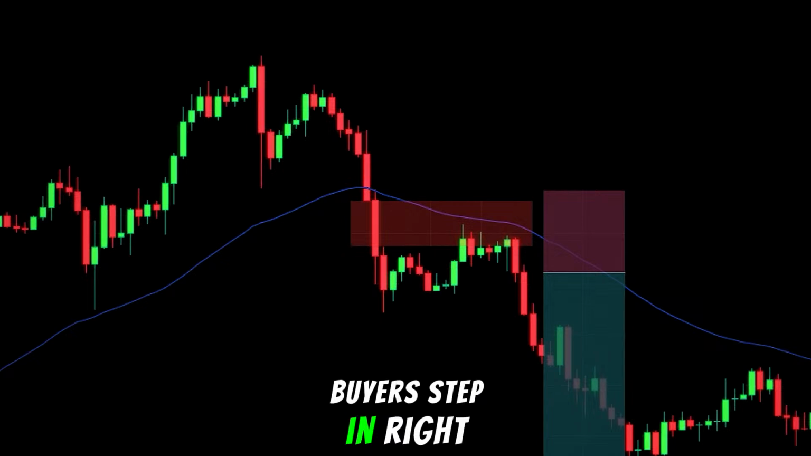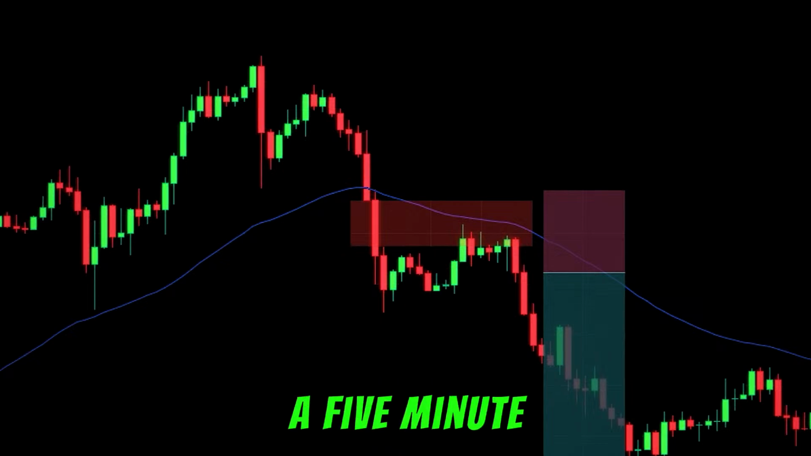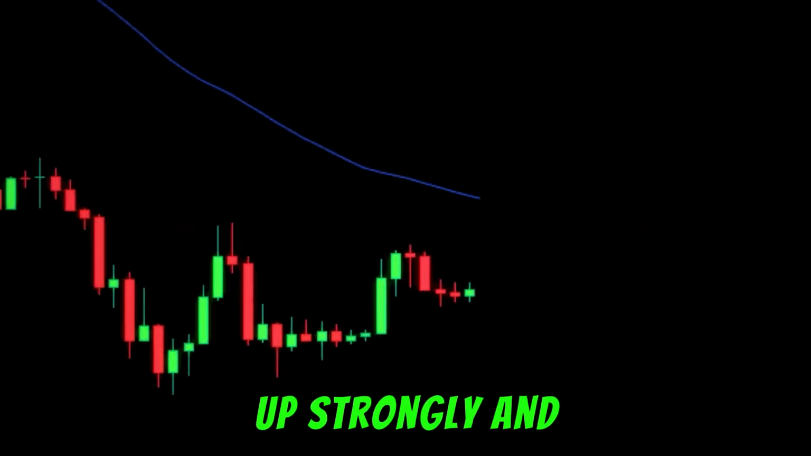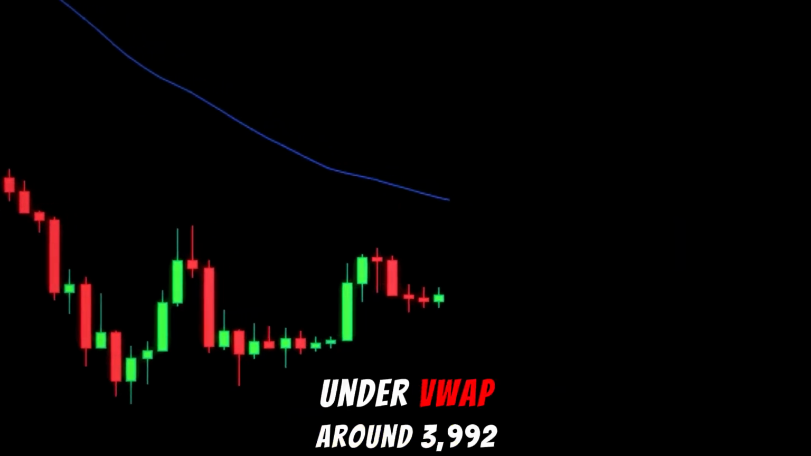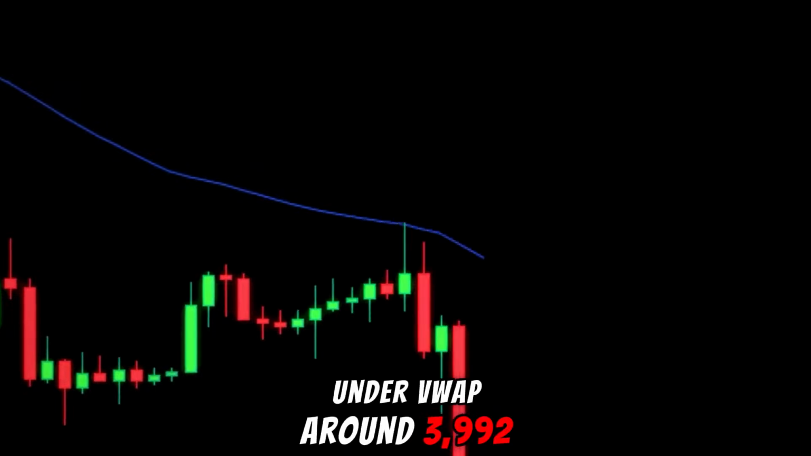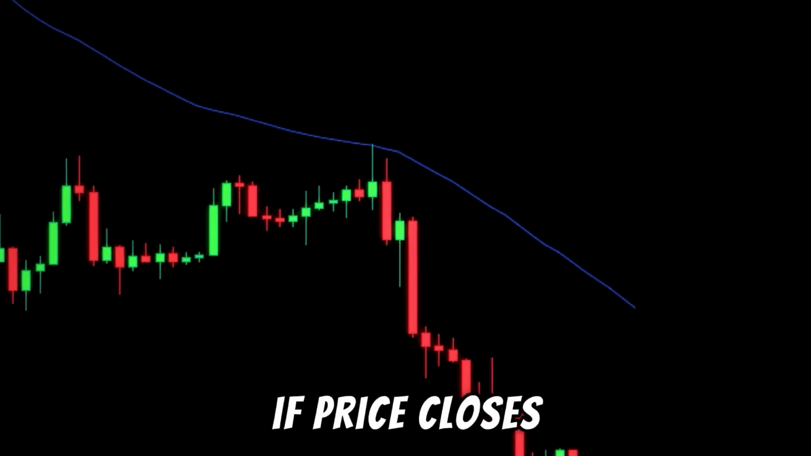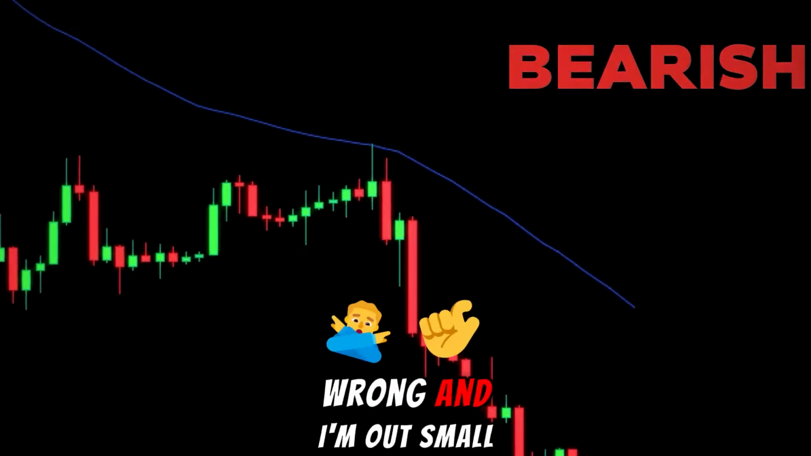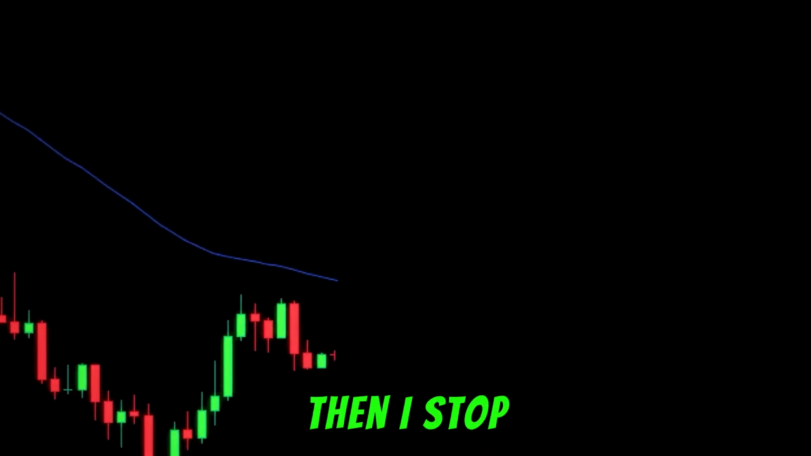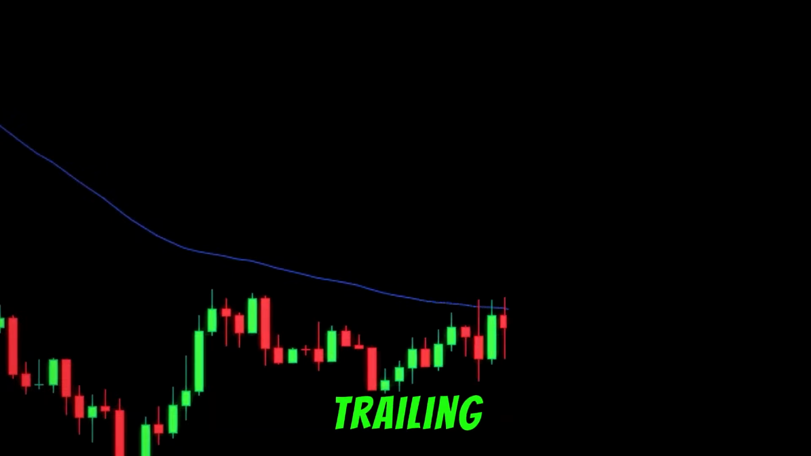Buyers step in right at the yellow line. A 5-minute candle closes back up strongly, and I enter long. My stop goes just under VWAP, around 3,992. If price closes back below the average, the idea is simply wrong, and I'm out small. Then I stop managing and start trailing.